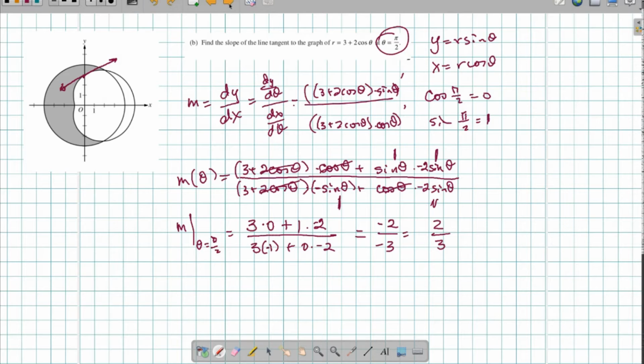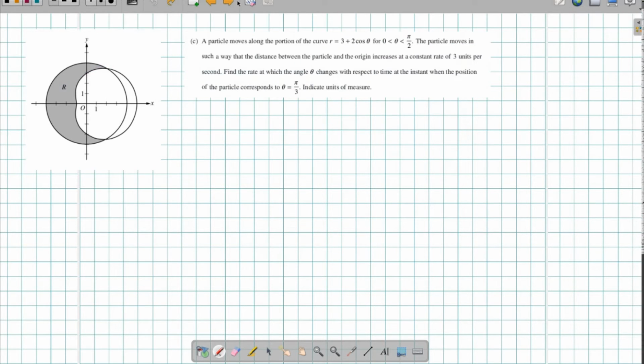And on to part C. On part C, it says, a particle moves along the portion of the curve r equals 3 plus 2 cosine theta, for theta between 0 and pi over 2. The particle moves in such a way that the distance between the particle and the origin increases at a constant rate of 3 units per second. In other words, the change in r with respect to time is going to be 3 units per second.